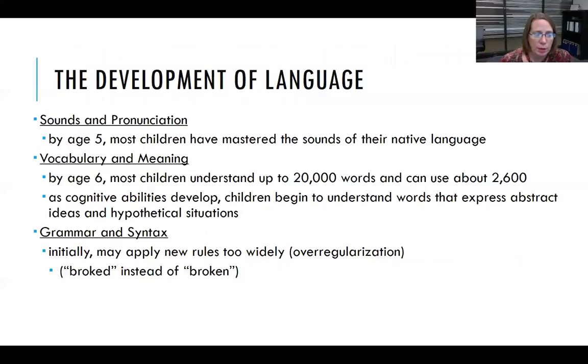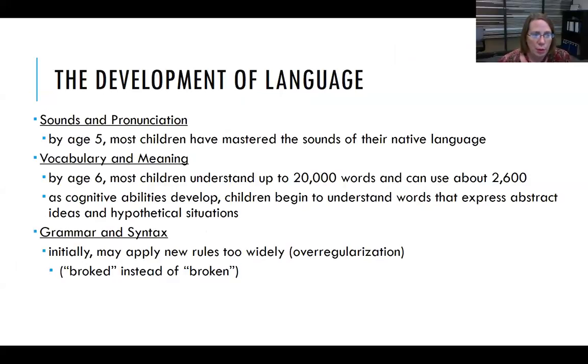Okay. So continuing on with the development of language, sounds and pronunciation. By age 5, most children have mastered the sounds of their native language. So again, we can only say most because certainly there are going to be children that have developmental issues for one reason or another.